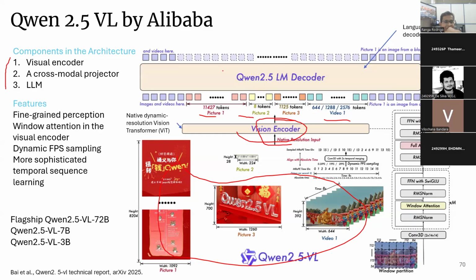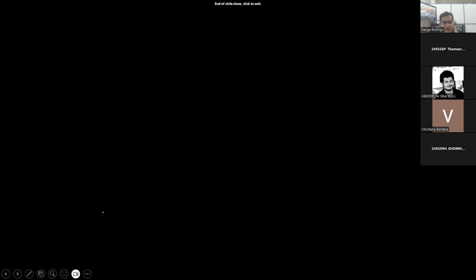This is the LLM, large language model decoder. Fine-grained perception, window attention in the visual encoder, dynamic FPS sampling. So those are the features that are there. The flagship is Qwen 2.5 vision language 72 billion. You have 2.5 vision language 7 billion and 3 billion, in terms of number of parameters. So these are another model. That's all I want to talk about the vision language models.